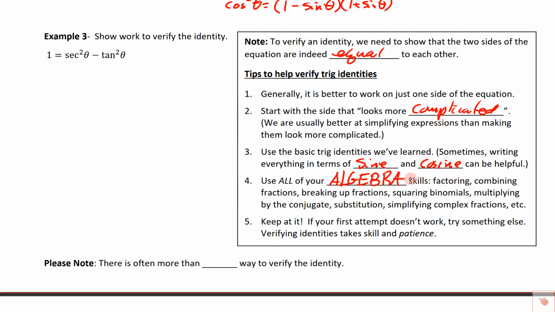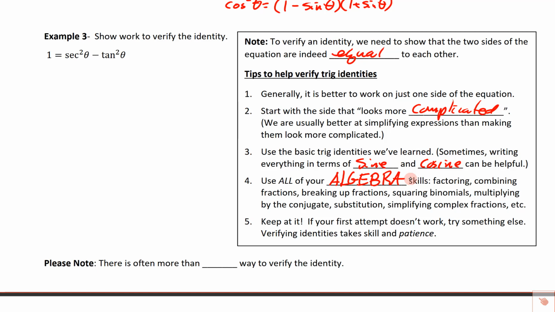You're going to be using your algebra skills a whole bunch. So, factoring, combining fractions, breaking fractions up, squaring binomials, multiplying by the conjugate, substitution, simplifying complex fractions and stuff like that. All very useful.